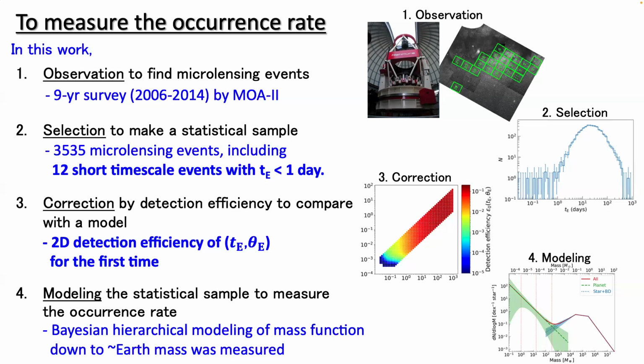So we use the MOA-II 9-year survey data, and we selected 35 microlensing events from that, including 12 short time scale events with tE shorter than 1 day. And as I said, we introduced the 2D detection efficiency for the first time. So in my talk, I focus on these two bold things.